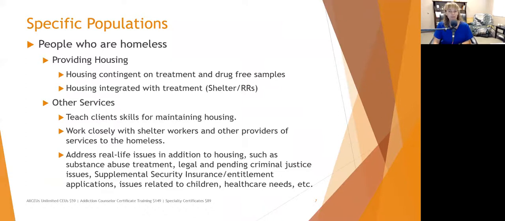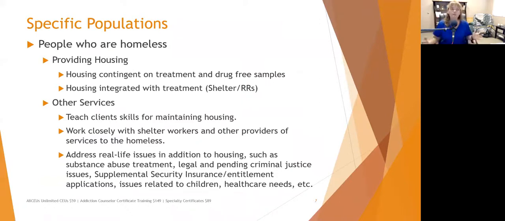When we provide treatment, we need to address real-life issues in addition to housing, such as substance abuse treatment, legal and pending criminal justice issues, helping them get supplemental Social Security insurance and any entitlement funds that they may be entitled to, any issues related to their children, including enrolling children in school, health care, housing. There are a lot of children who are living on the streets with their homeless parents, so we do need to pay attention to that, and any health care needs that the person may have.